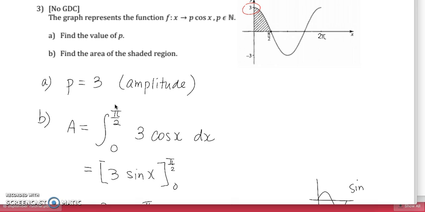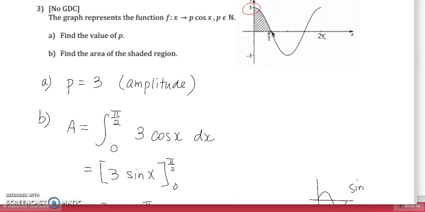B. Find the area of the shaded region. You've learned in your integration unit that to find the area shaded between the curve of a function and the x-axis will require you to take the definite integral from the beginning to the end of that region.